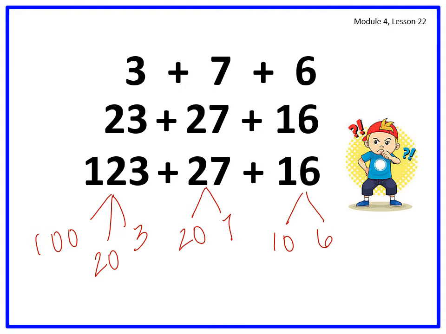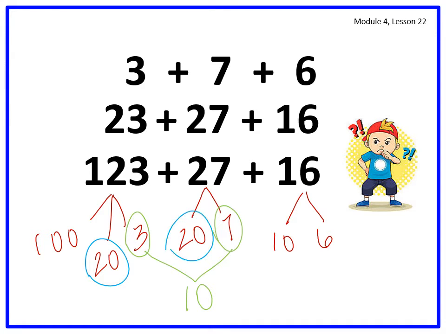Well, right away I notice that my 3 and my 7 make a 10. So if I put them together, I have a 10. If I have 20 and 20 and 10, that makes a 50. So I have 100 plus 10, 110. 110 plus 50 is 160. Then 160 plus our remaining 1 is 166.